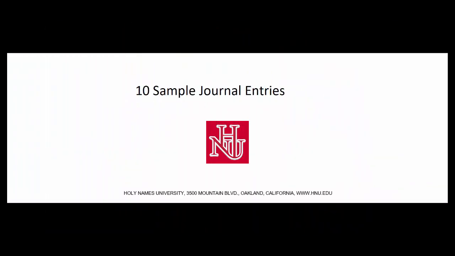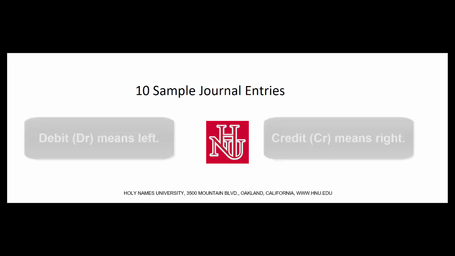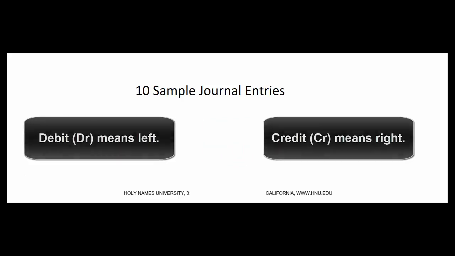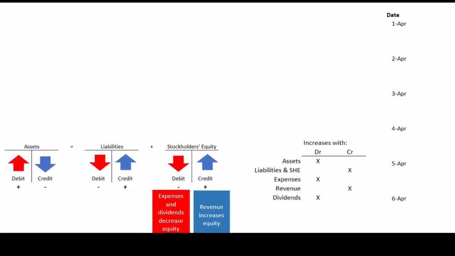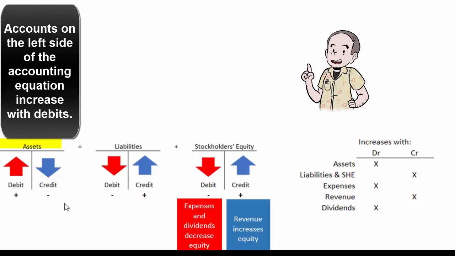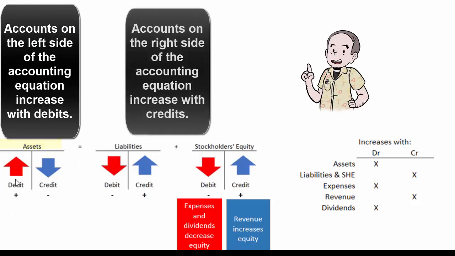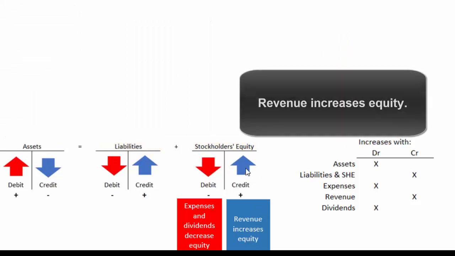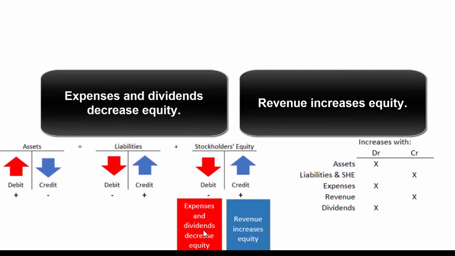Practice some journal entries. Remember the most basic rule: all journal entries balance. Debit means left, credit means right. Our other rules are: assets, things on the left-hand side of the accounting equation, increase with debits. Liabilities and shareholders' equity, accounts on the right-hand side of the balance sheet, increase with credits. Revenue increases equity, and expenses and dividends decrease equity.